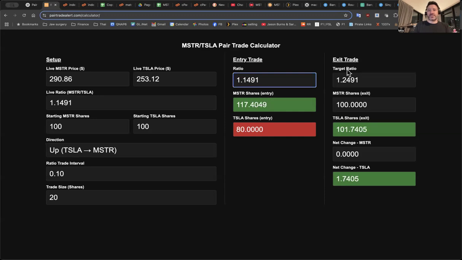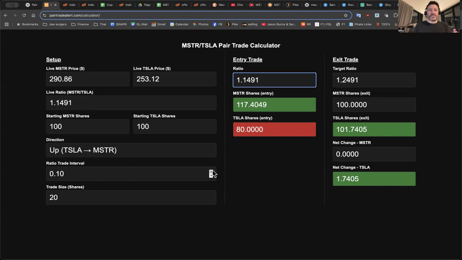Then you wait until the exit trade ratio happens. So you get to 1.2491, which again is 0.10 ratio. The ratio is increased by 0.10. And when you get to that ratio, it then says you should sell your MicroStrategy and buy the Tesla shares back. And if you do that, you'll basically go back to where you were before, which was 100 shares, 100 shares, but you'll have gained an extra 1.7405 Tesla shares. So basically, that's just an example of how you can gain shares by swapping in and out in different ratios.